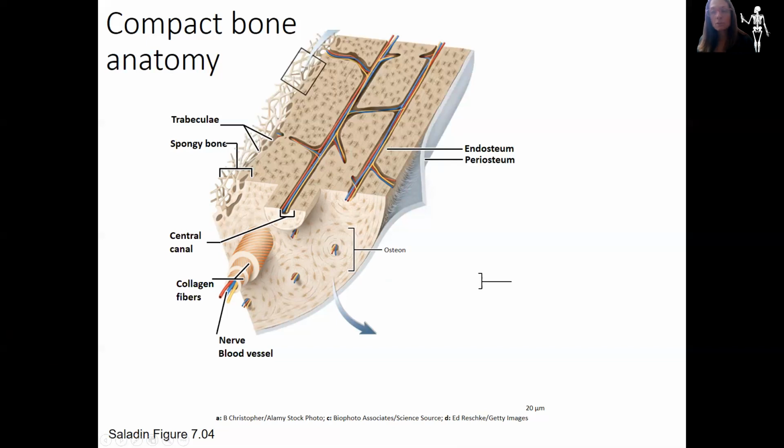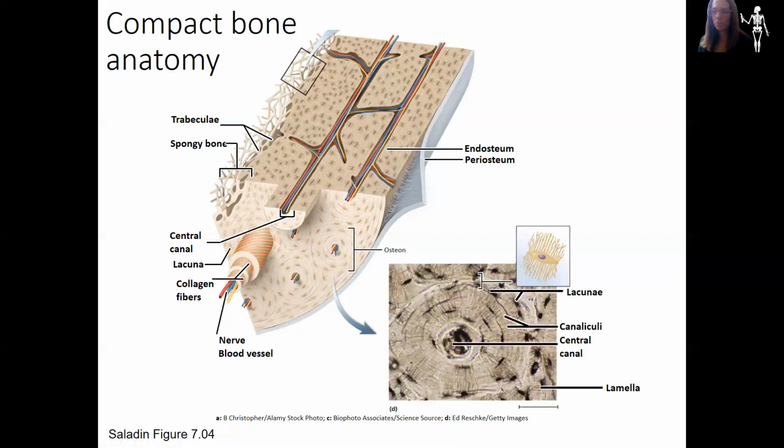And then remember, bone is made up of collagen fibers. So the matrix is mostly these collagen fibers along with calcium phosphate and calcium carbonate that makes it dense and strong. It's almost like the collagen is steel rods, and then the calcium is concrete that's poured in between there. It's a composite material.